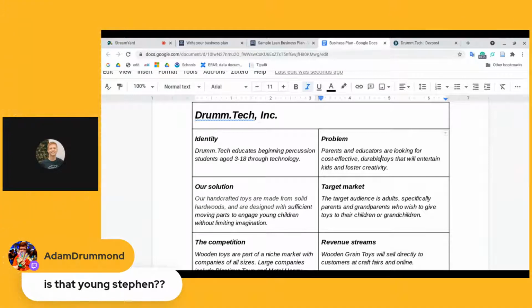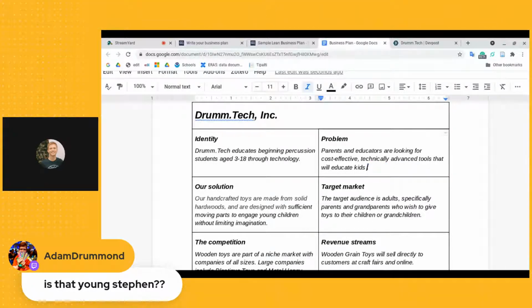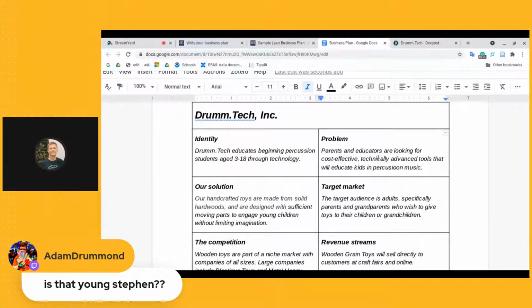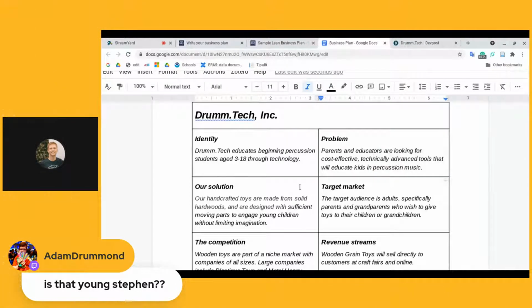cost-effective, and let's say technically advanced tools that will educate in percussion music. Okay, so sorry everyone for that typo there.